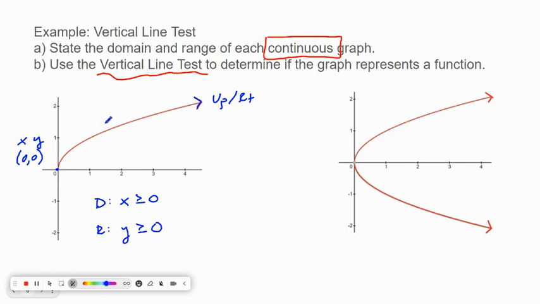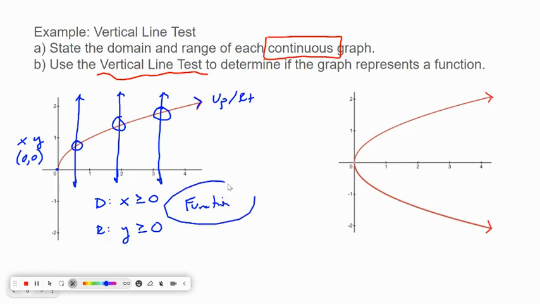Now, to draw the vertical line test, I can do a series of vertical lines. One time. One time. One time. Each vertical line only touches the graph once. This passes the vertical line test. This is a function.